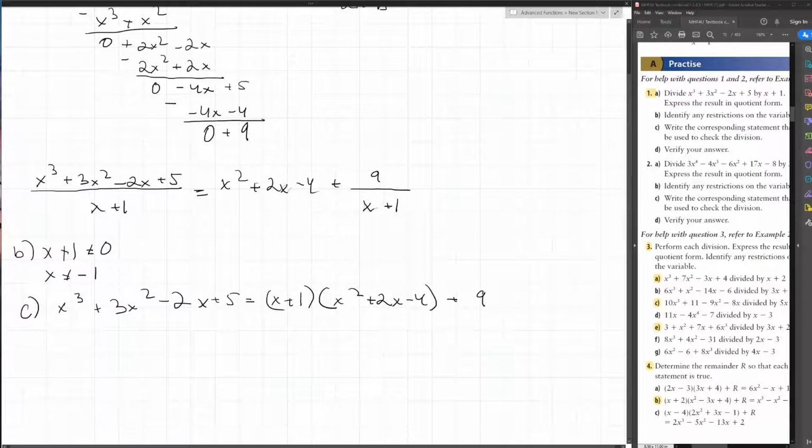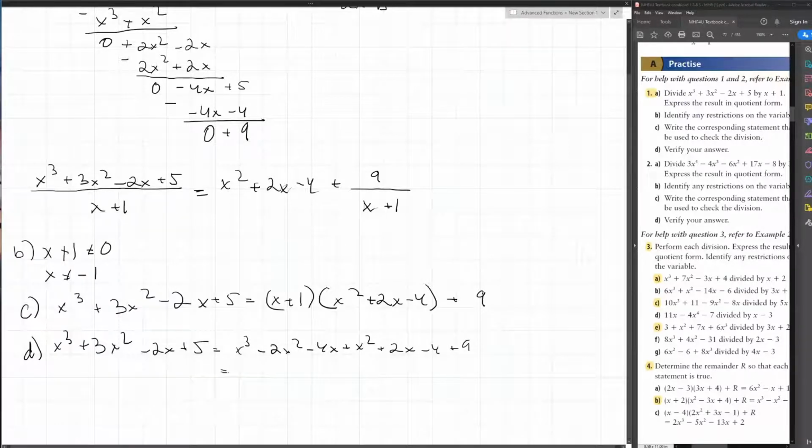Now for part D, verify your answer. So we just need to make sure that this adds up. So x to the power 3 plus 3x squared minus 2x plus 5 equals x times x squared plus 2x minus 4, so x to the power 3 plus 2x squared minus 4x. I'm just using the distributive property here. Plus x squared plus 2x minus 4, plus 9. Bringing up the like terms: x cubed, plus 3x squared, negative 4x plus 2x is negative 2x, and then negative 4 plus 9 is 5. As we can see, the sides equal each other, therefore the answer is correct.